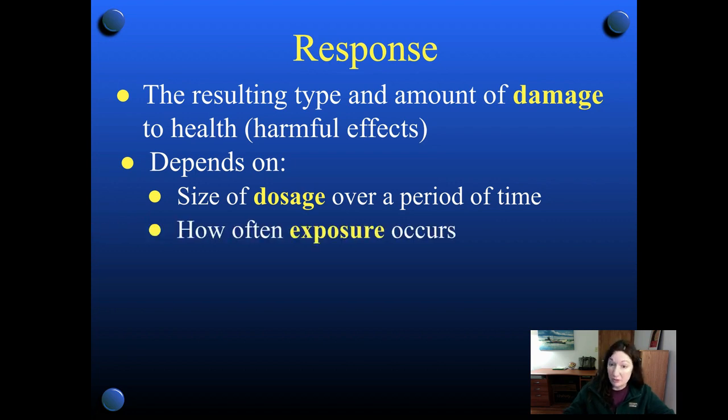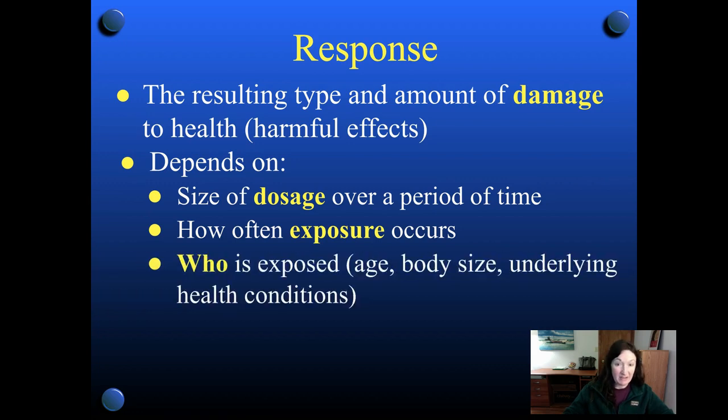How often the exposure occurs. So, are you getting it in repeated circumstances, or are you just exposed once? So, the frequency of it is the exposure. Who is exposed? So, what is the person's age, body size, their underlying health conditions? That has played a significant role in our recent coronavirus pandemic. Age, body size, and underlying health conditions have all made a difference, but that can apply to a lot of different other substances as well.